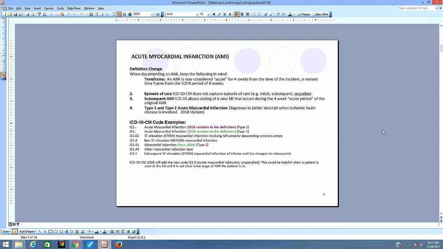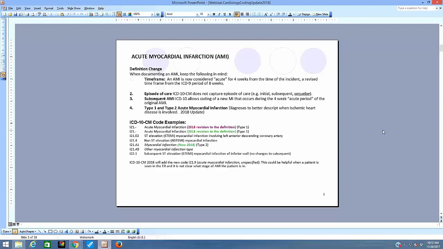Here are some new codes and some new ways to look at things when it comes to cardiology on ICD-10. On slide 3, we have acute myocardial infarction, AMI as our acronym. We changed from ICD-9, where we now have 4 weeks as the time period from time of incident. That was revised from 8 weeks when we had I-9. ICD-10 does not capture an episode of care as a 7th digit, but you still have to include it in the narrative.